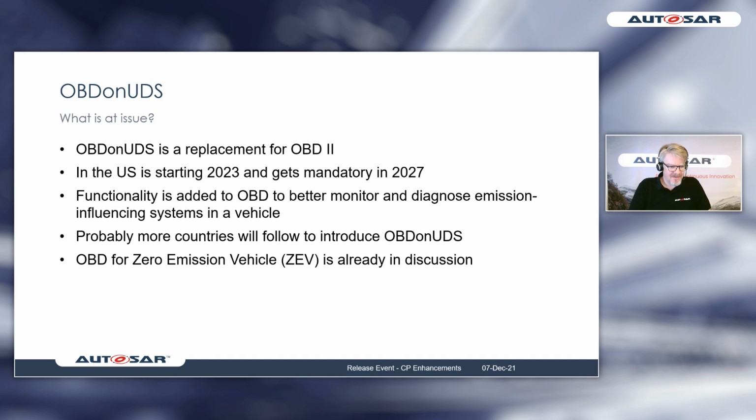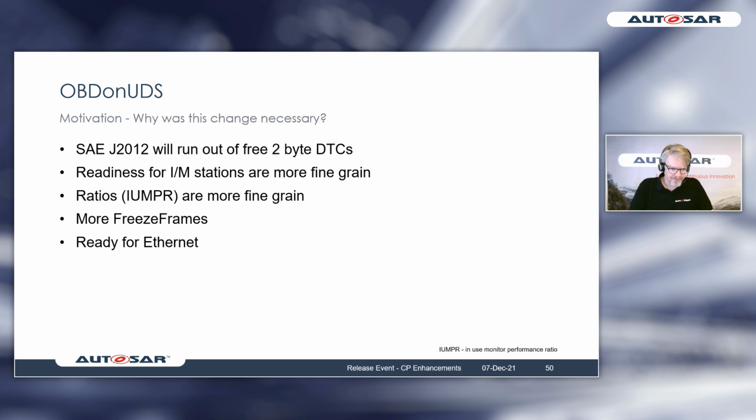So it's really a must that we support this in AUTOSAR, because the development of vehicles for this period is starting now. And CARB, or the ARB in the US, is normally a leading legislation. So we also assume that many other countries will follow the ARB and will also introduce OBD on UDS. Also, in the ARB in the US, there is a discussion whether zero emission vehicles also need to comply with this new standard. Currently, zero emission vehicles are not mandated to support OBD2.